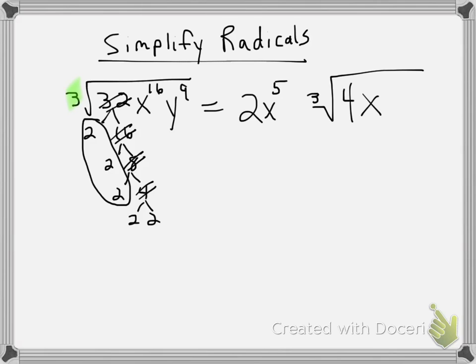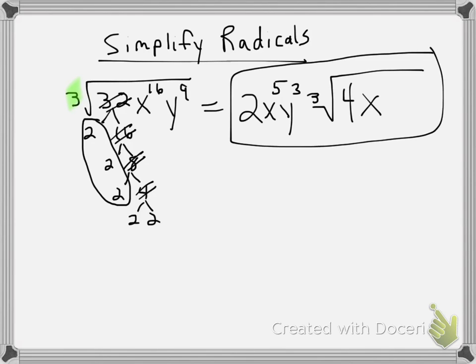I'm going to do the same thing with my y's now. You can see that I got a total of 9 y's. The nice thing is that 3 goes into 9 an even amount. Okay, we have 3 sets of those y's with no remainder. All of the y's came out. So this simplifies to 2x to the 5th, y cubed, and then the cube root of 4x.